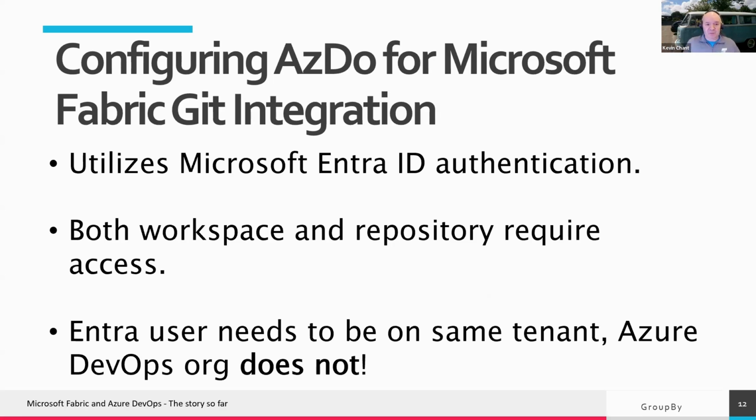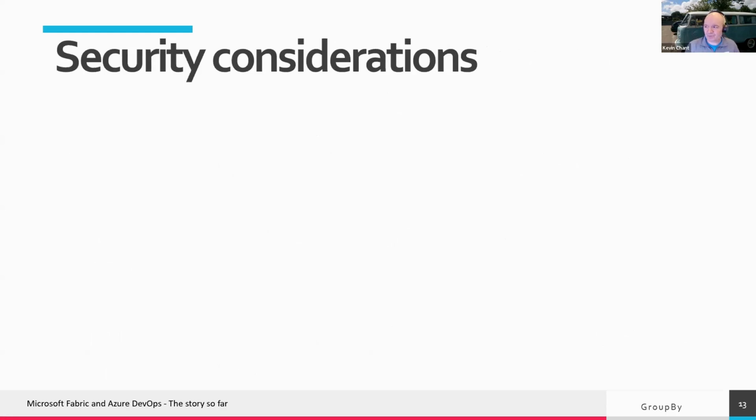If I have my Fabric tenant deployed in tenant A, but then I create an Azure DevOps organization in tenant B, what I can do is actually add a user from tenant A as a user in the Azure DevOps organization in tenant B, and I'll still be able to do the connectivity. I'll show you this shortly. So there are some security considerations.